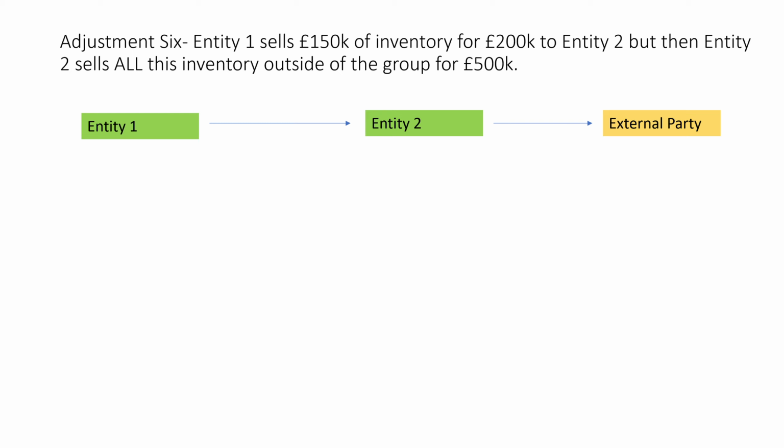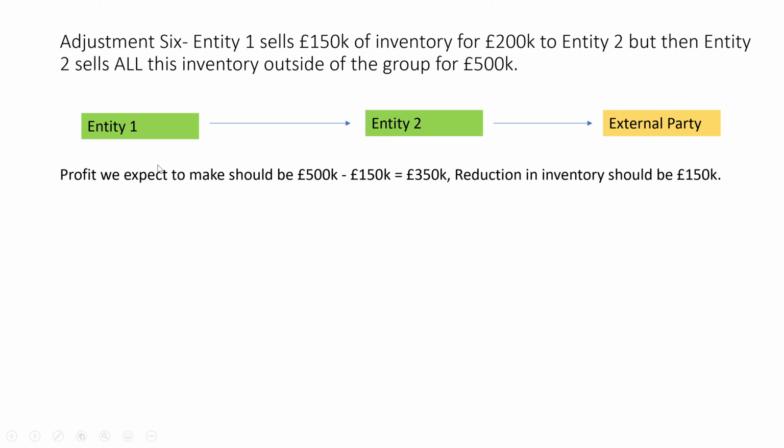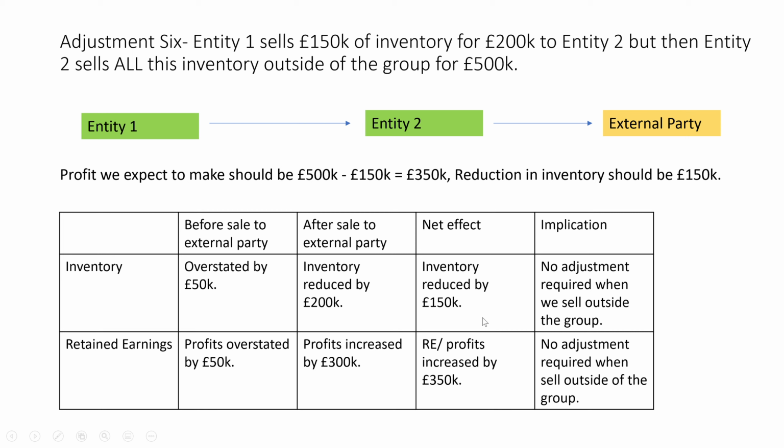Well, we're making sales of 500k and we're losing inventory of 150k. So that means that we're making a profit of 500k minus 150k, and that gives us 350k. So as we said, the profit we expect to make is 500k minus 150, which gives us 350. We're expecting a reduction in inventory of 150k, and let's see what actually happens. It's a bit of an experiment basically.